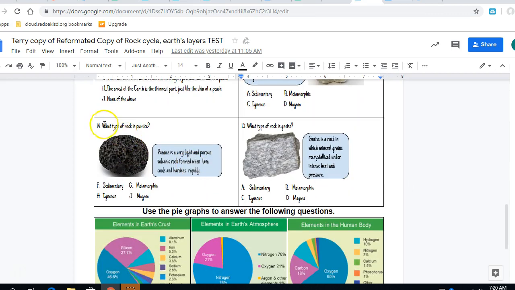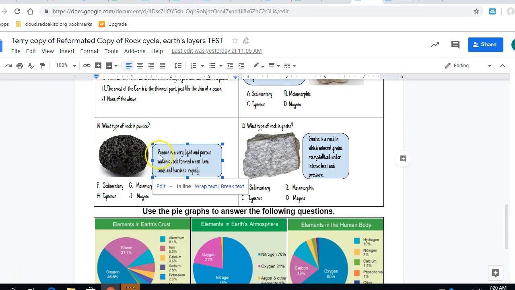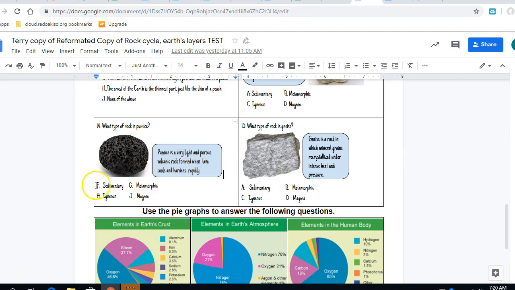Number 14, what type of rock is pumice? I'll read you the description. Pumice is a very light and porous volcanic rock. Porous means it has holes. Pumice is a very light and porous volcanic rock formed when lava cools and hardens rapidly. So does that indicate sedimentary rock, metamorphic rock, igneous rock, or magma?